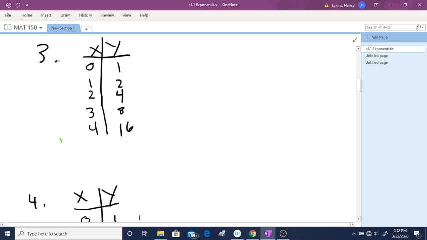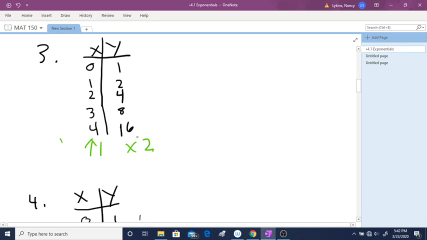Example number 3. I want you to think about it for a second. If you want to pause for about a minute to see the pattern, go right ahead right now. Okay, x. What does x do? Well, in this case, x is going up by 1. But now take a look at what our y is doing. It's multiplying by 2, or doubling.